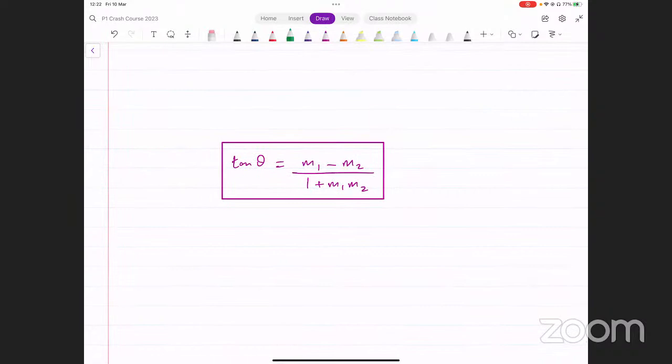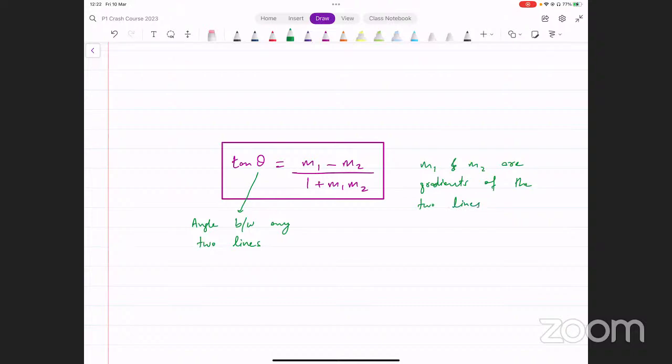In this form, theta represents the angle between any two lines. M1 and M2 are gradients of the two lines. Okay, M1 and M2, they represent the gradients of the two lines.